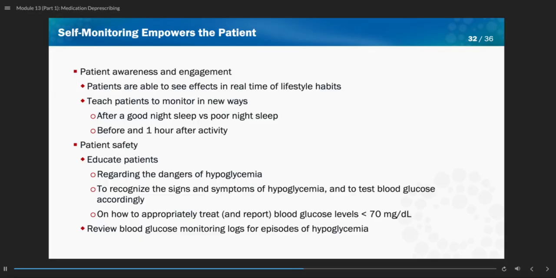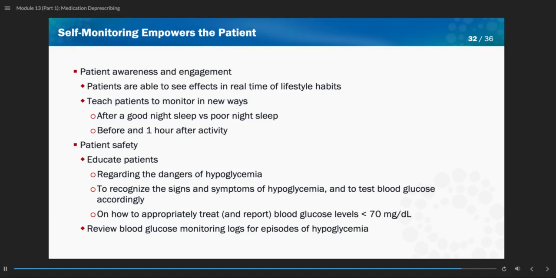Patient safety is also where we really want to make sure we're empowering the patients and educating them. We want them to know the dangers of hypoglycemia. We want to make sure we're educating the patients on the signs and symptoms and making sure they test accordingly. We also want to make sure they know how to appropriately treat and report to you any blood glucose levels that are less than 70 milligrams per deciliter. It's really important, that reporting piece, because you want to make sure that they're telling you if they've had a low so that you can be timely adjusting the medications and continuing to taper or abruptly discontinue medications that are causing those low blood sugars.